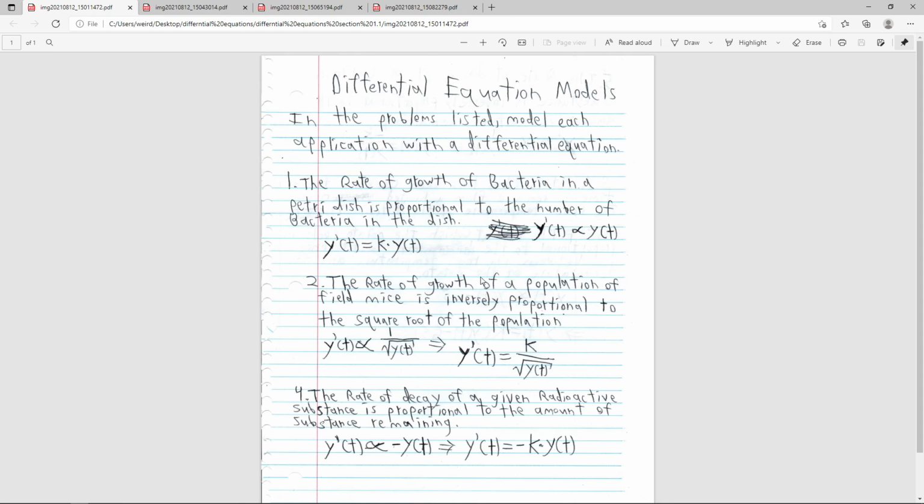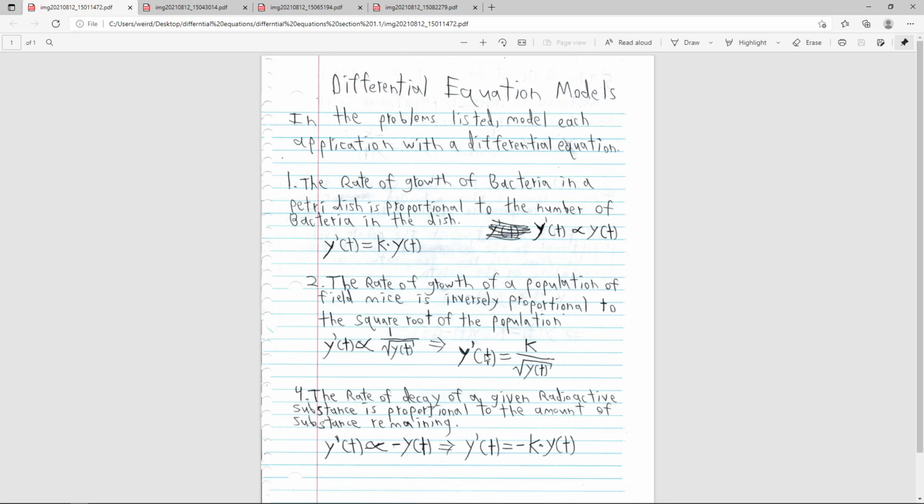And very similarly, we have: the rate of growth of a population of field mice is inversely proportional to the square root of the population. The difference is we have inversely proportional, and it's to the square root. So when you have your proportionality, it's inverse and square root. Square root means you take the square root of y of t in this case, and inverse means 1 divided by whatever you're inversely proportional to. So 1 over, that's one way of putting it.